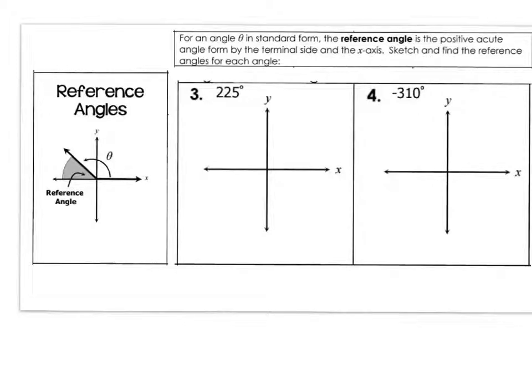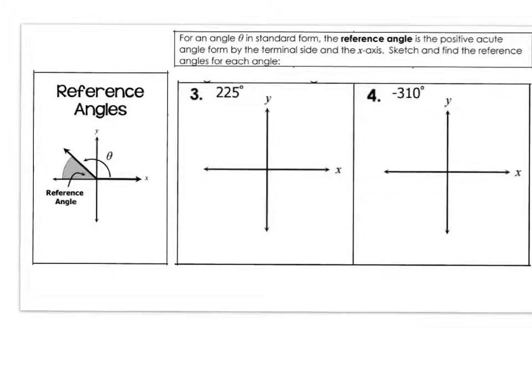We've talked about coterminal angles. Now we're going to talk about reference angles. So they talk about an angle in standard form, which is what we've been dealing with, and the reference angle is the positive acute angle formed by the terminal side and the x-axis. That's important. So you draw the angle, and then the little leftover part between the terminal side and the x-axis, that's the reference angle.